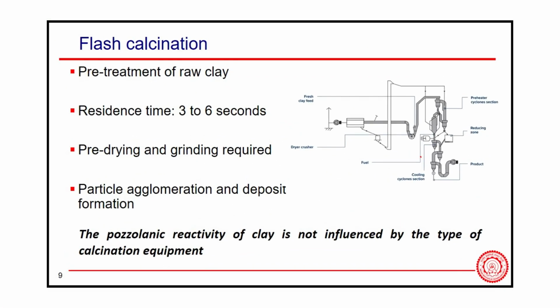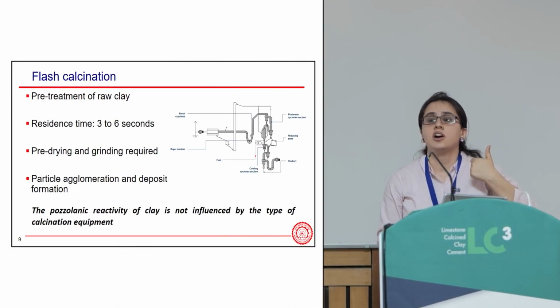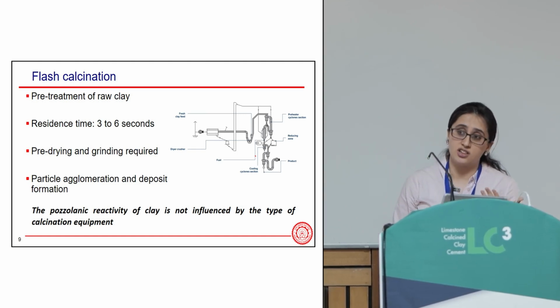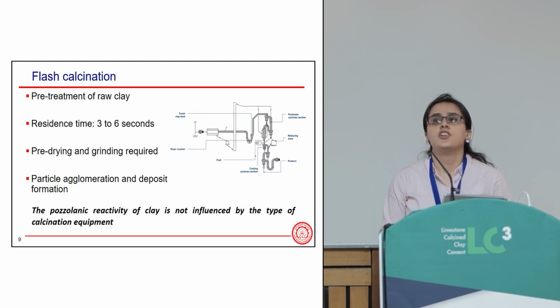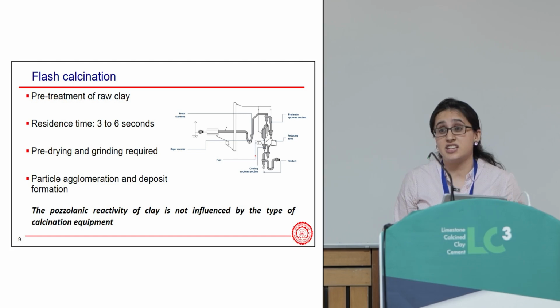Other than the rotary kiln, at the industrial level, the flash calcination technique is also being used to calcine the clays in large quantities. In this technique, the pre-processing actually involves first the crushing of the sample. Other than the crushing that we do for the rotary kiln, here we also require the grinding of the sample. And after the grinding of the sample, we do the calcination in the flash calciner. The residence time that we keep is normally in seconds, or maybe even in deciseconds.